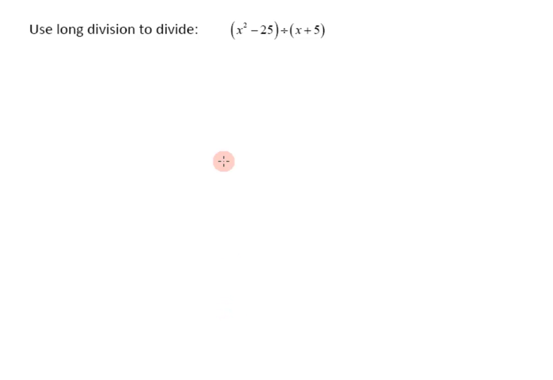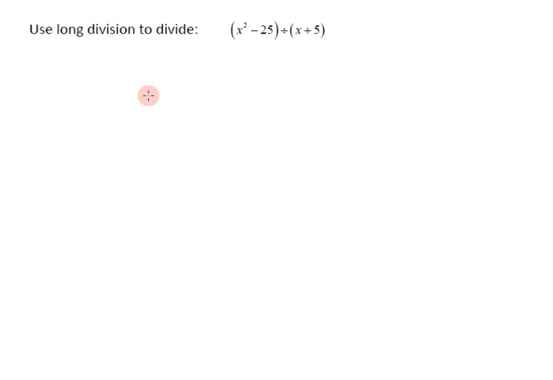Alright, very similar, just a little different. x squared minus 25 divided by x plus 5. Well, we know what times x plus 5 is x squared minus 25, right? Yeah, this is a difference of squares. So x minus 5 times x plus 5, right? x squared minus 25. Alright, we know that. Okay, that's good. But we're going to do long division to show the process.